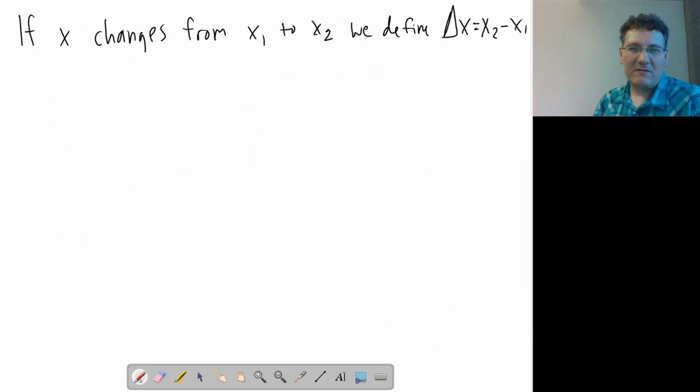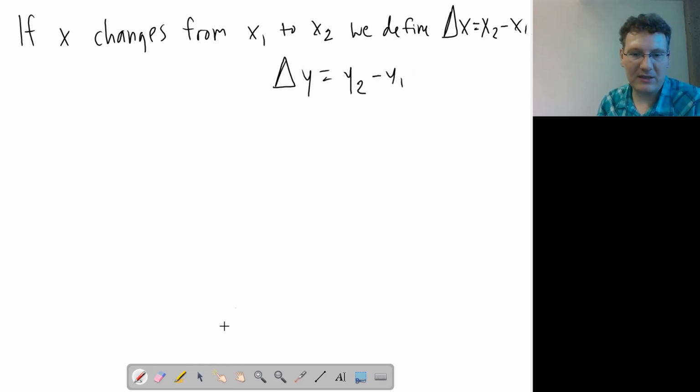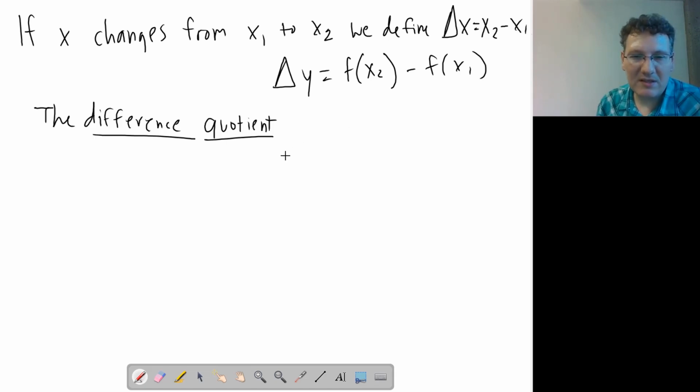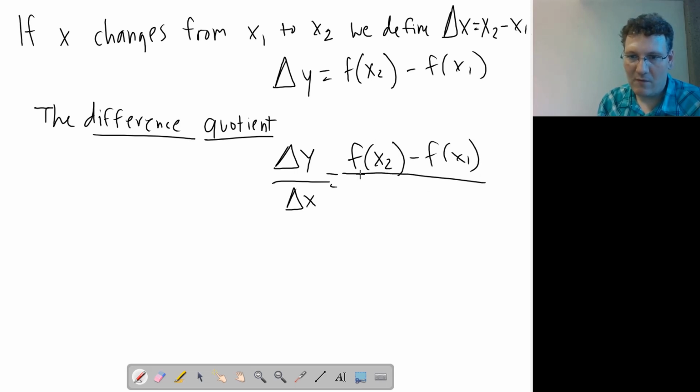So now let's think about a different way of defining this. If the value of x changes just a little bit from x1 to x2, we can define delta x as the change in x, the difference between x2 and x1. And then we can similarly define delta y as y2 minus y1. Or actually, let's be a little bit more explicit. It would be f of x2 minus f of x1, the difference in the function values. So the difference quotient, when expressed in this way, is going to be delta y over delta x. This is just f of x2 minus f of x1 over x2 minus x1, the average rate of change.